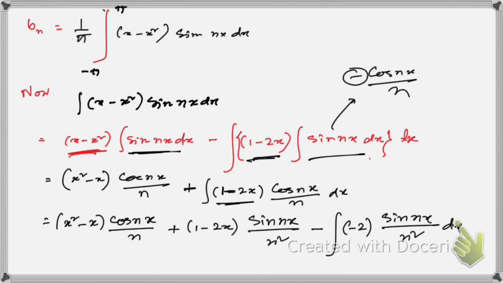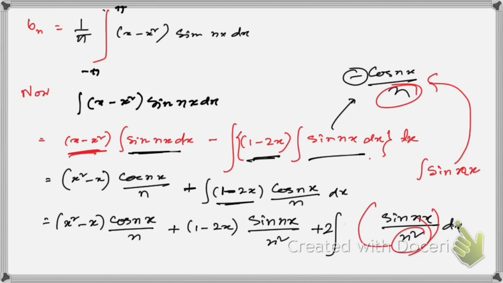Now here you can see this minus 2 can be taken out of the integration. Then integration of this, you will get minus cos nx, you know, integration of sine nx is this one, right? Minus cos nx by n, and because of this n square and into n, then you're going to get n cube, and this minus sign will be multiplied here, then your final result is going to be something like this.